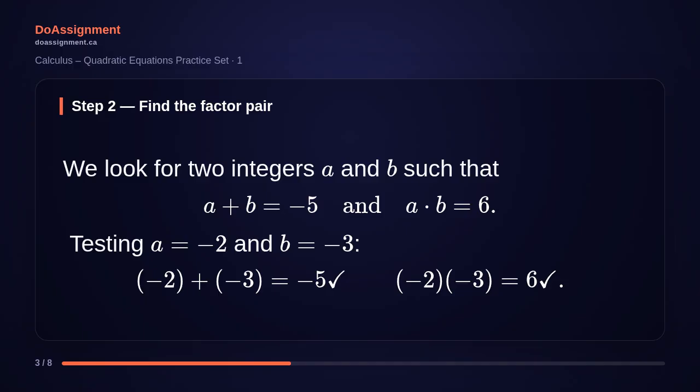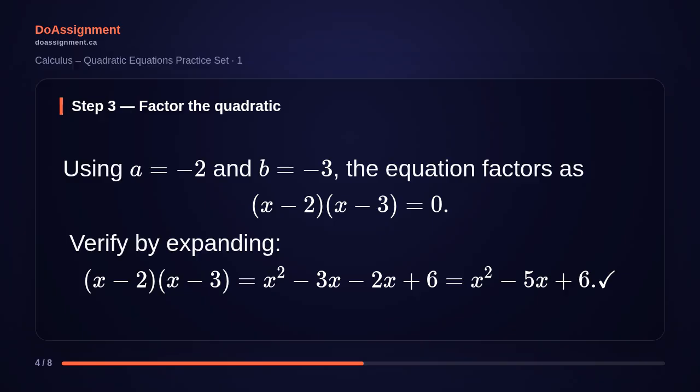We need two numbers that add up to -5 and multiply to +6. Testing -2 and -3, they add to -5 and multiply to +6. Both conditions check out. Using those values, the quadratic factors as x minus 2 times x minus 3 equals 0. Expanding this product gives x squared minus 5x plus 6, which matches the original equation.